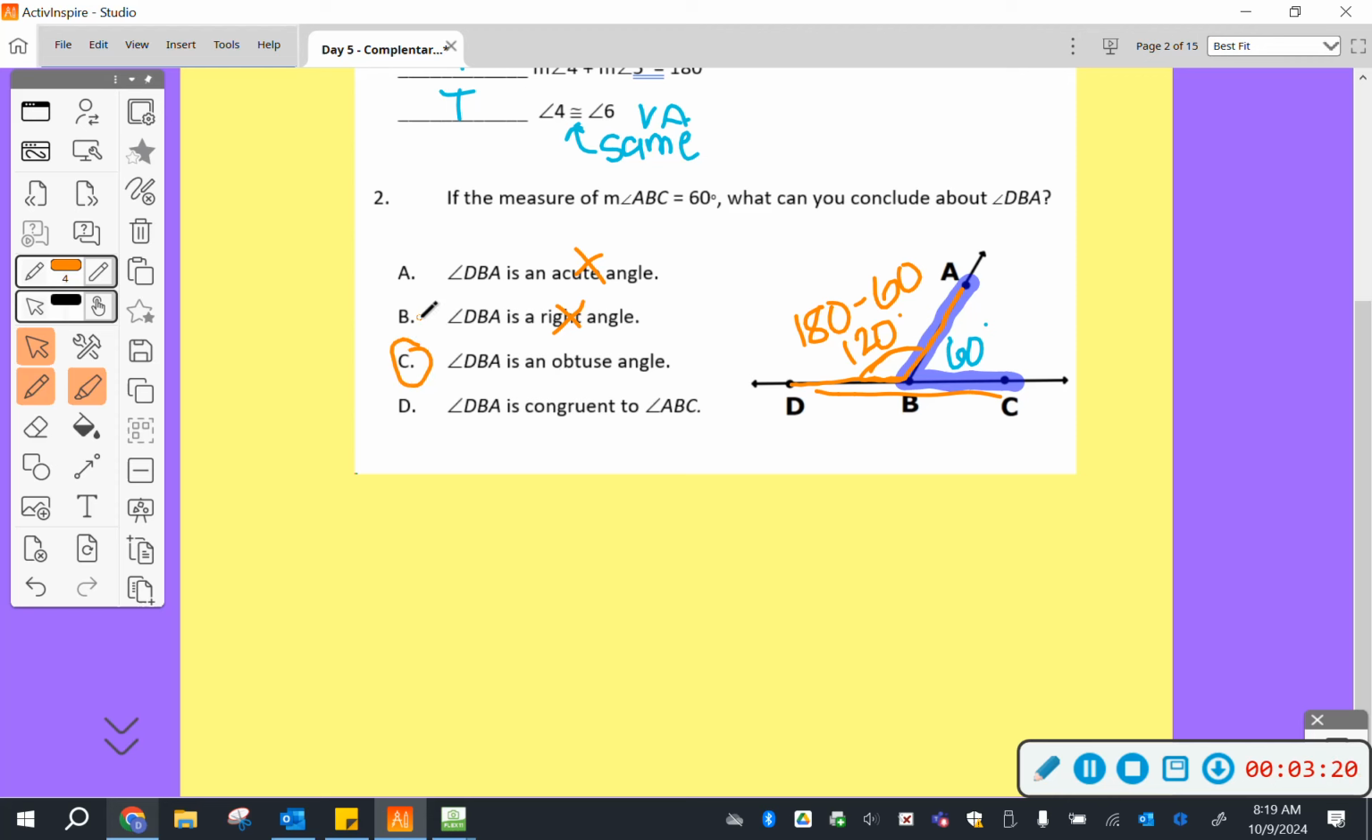Be careful. A lot of people try to say D on the test. They try to say, oh, they're the same. Are they the same? How? The only way they would be the same is if it said the word what? What word means that they would be the same? Congruent or bisect? Oh, vertical would be the same too. If they're bisected, if it says they're congruent, or if they are vertical angles.